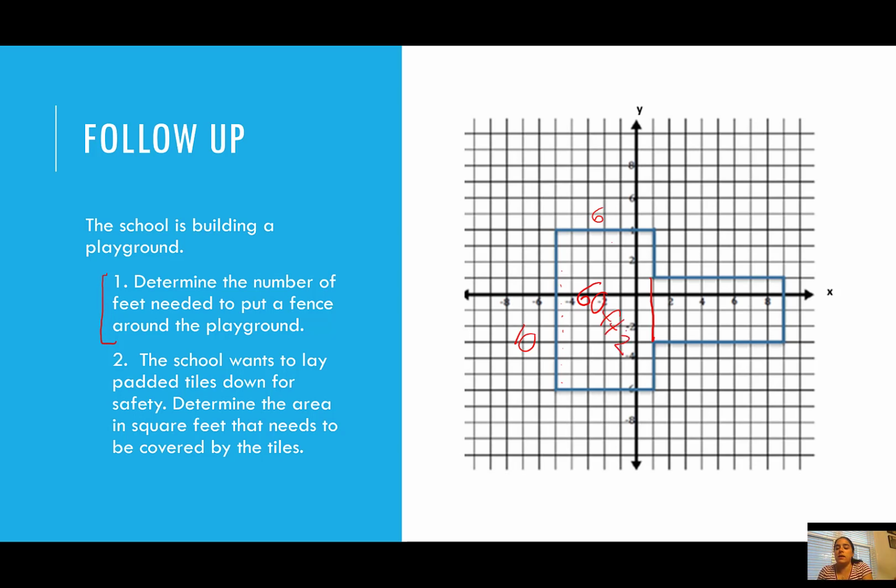And then if I do this particular rectangle, I'm going across 1, 2, 3, 4, 5, 6, 7, 8, and down 1, 2, 3, 4. That would give me 32 feet squared. So if I add this up, 60 plus 32, I have 92 feet squared as the total area.